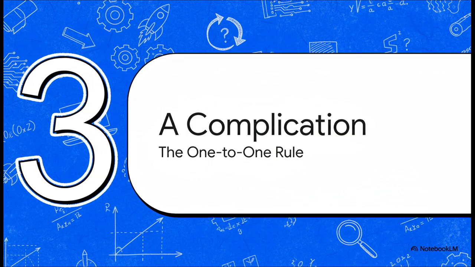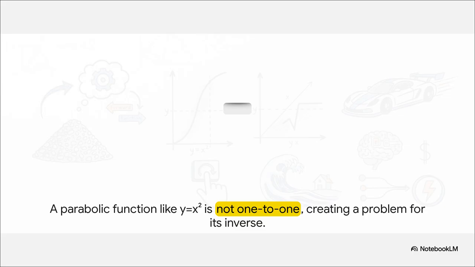But of course, just when we think we've found the perfect tool, we hit a snag, a little complication. It turns out this super powerful undo button doesn't work on every single function out there. There's a rule we have to follow. Let's take a look at one of the most famous functions in the book, the simple parabola, y equals x squared. This function, for our purposes right now, is a bit of a problem child. Why? Because if we try to reverse it, we run into a kind of identity crisis.